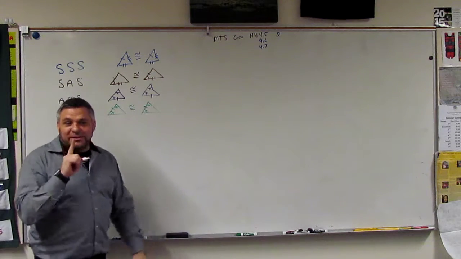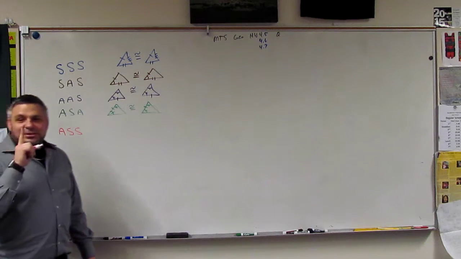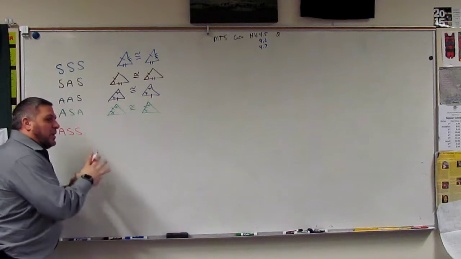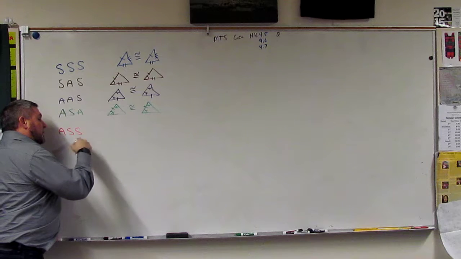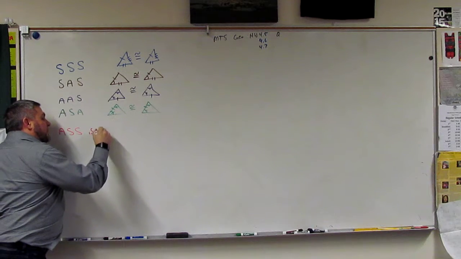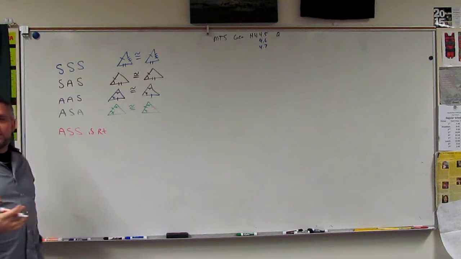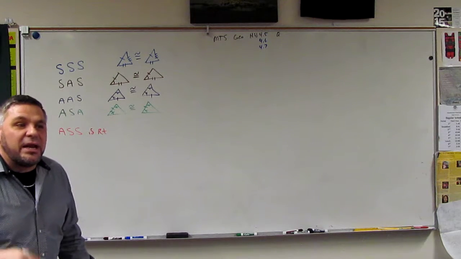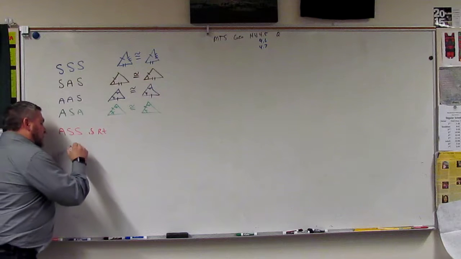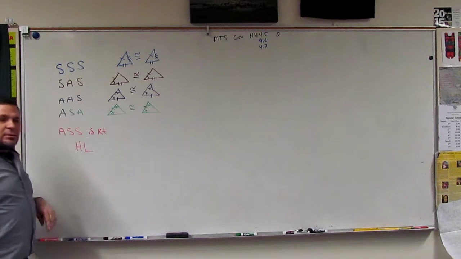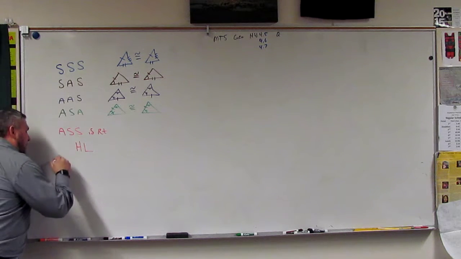Okay, so you just got to remember that. It only works if it's right. What that means is, okay, you have to have a right angle. And so the thing that they're calling it now is they call it HL. Okay? What that is, hypotenuse.